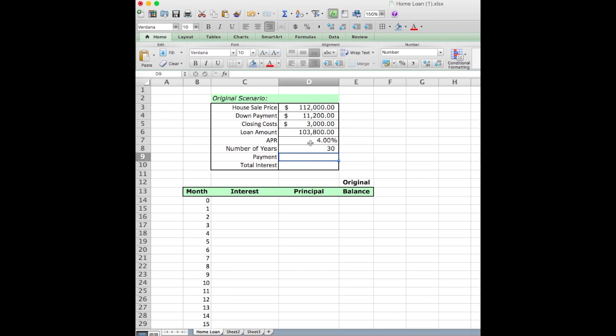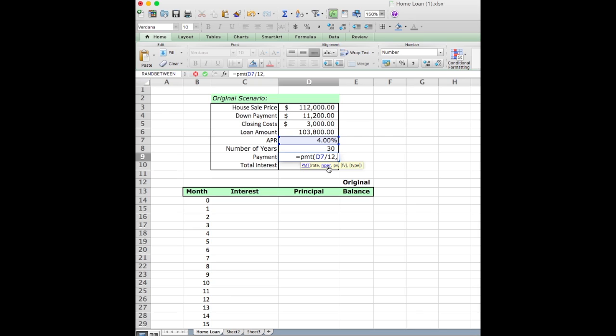So this, again, is going to be a formula, and I'm going to type in equals PMT parenthesis, and the first bit of information it wants is the interest rate. So I'm going to click on the APR. And remember, that was the annual interest rates, and we're going to do monthly payments. So I'm going to divide that by 12. And then I do a comma.